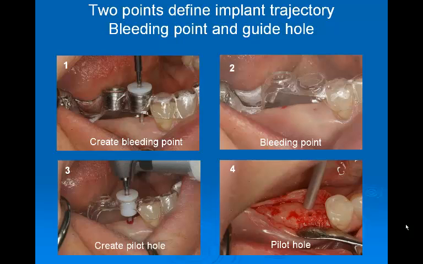An implant trajectory is defined by 2 points, as in the top and bottom of a guide tube. In contrast to a tube guide, the ThinLayer guide defines the 2 points of the trajectory separately and sequentially, employing a bleeding point or shallow pilot hole, and secondly, a guide hole in a ThinLayer positioned 8 to 10 mm above the surgical site.